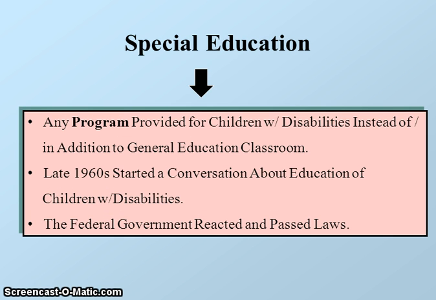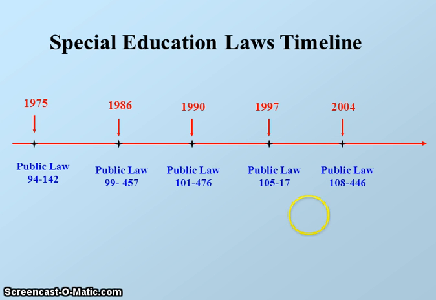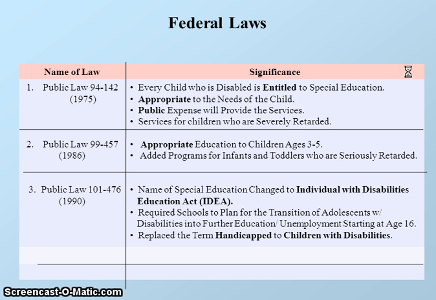In the late 1960s, conversations began about education of children with disabilities. The federal government reacted and finally began passing laws. Here is a timeline of the special education laws. In 1975, Congress passed Public Law 94-142. It prescribed the services all students with disabilities must receive and gave the children and the parents legal rights.